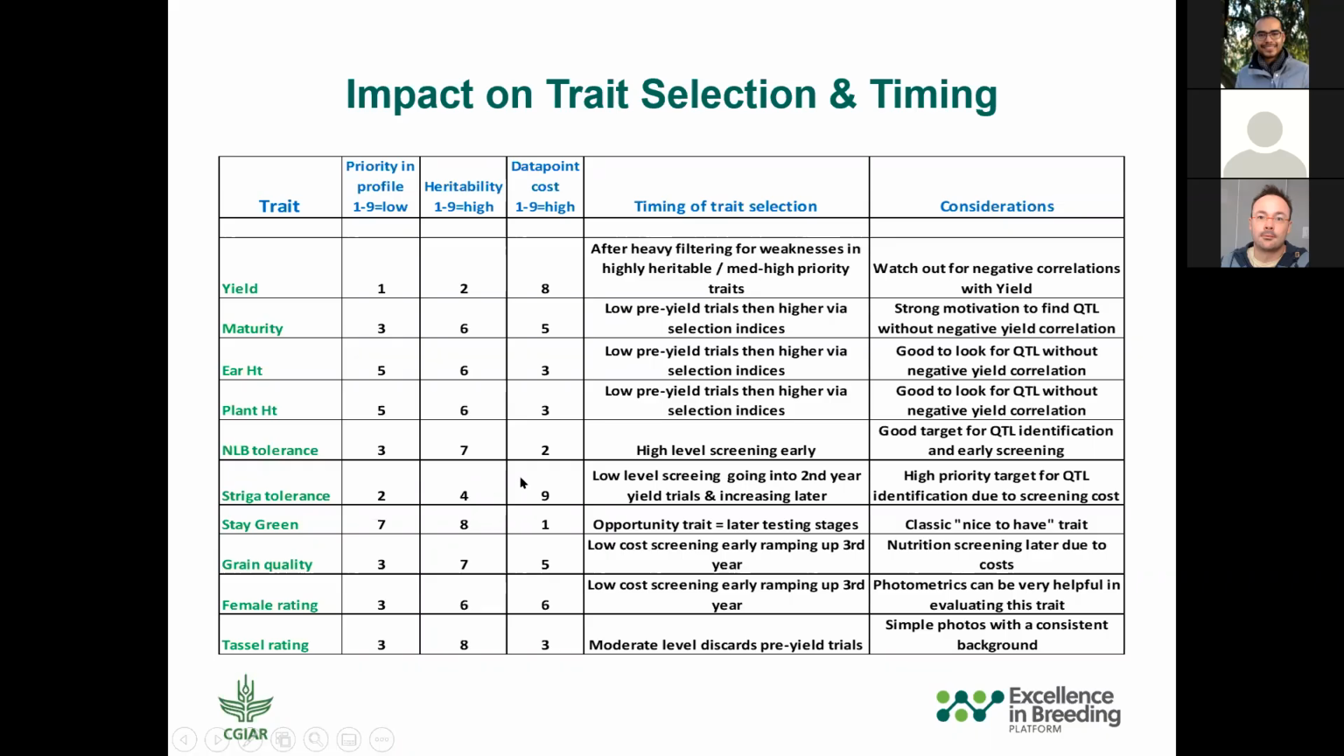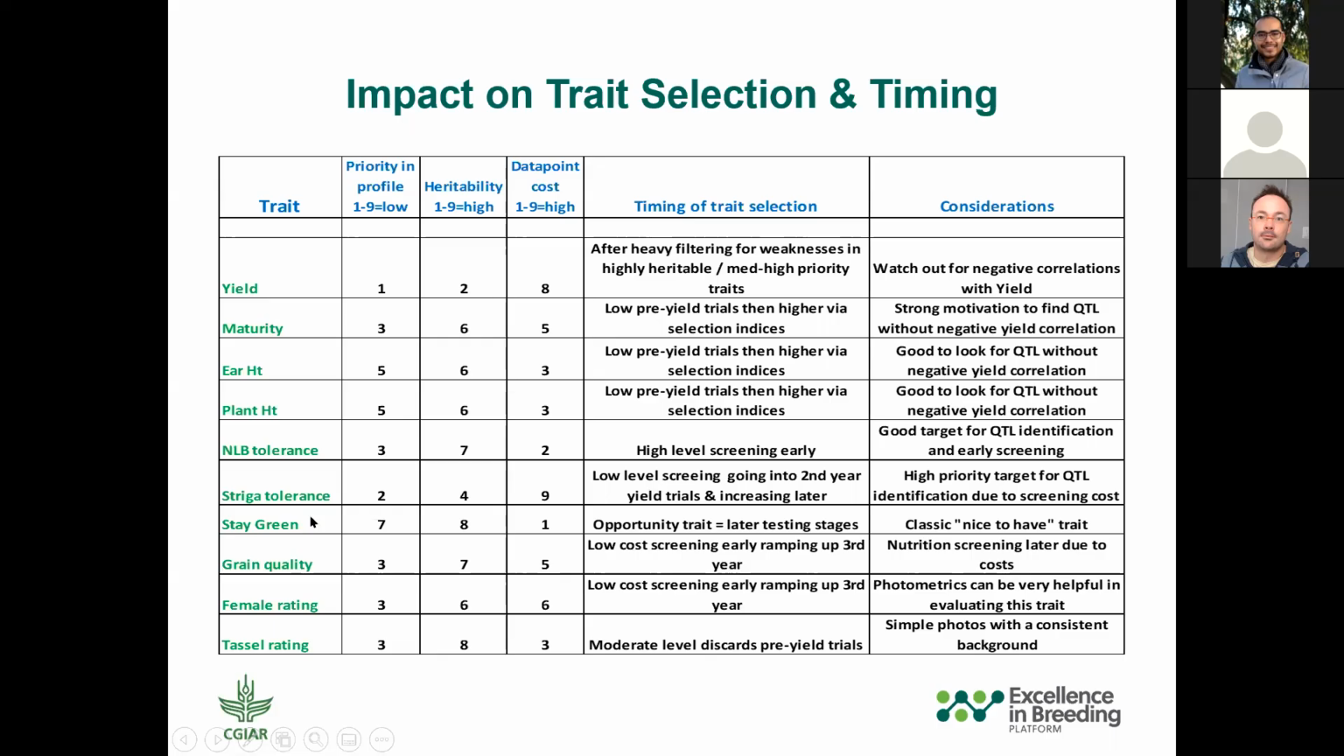Okay. And so overall, because of the maintenance of that plot and so on, and then also the part where you have different races, as I understand, the cost of a Striga data point is quite high. So that means we're probably not going to be screening for it until, say, the second year of yield trials, and it certainly would be a high priority to identify QTL if you could to address this screening cost. So again, different trait, different situation.